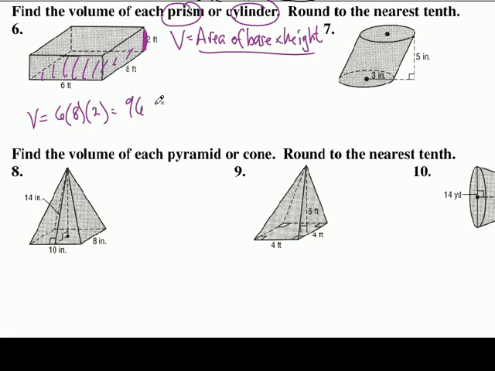And it's feet cubed, by the way. I'm not going to be picky about the units, but that's what it would be. 96 feet cubed. That's all there is to it. Area of the base times how tall it is. So it's area of the base times the height.